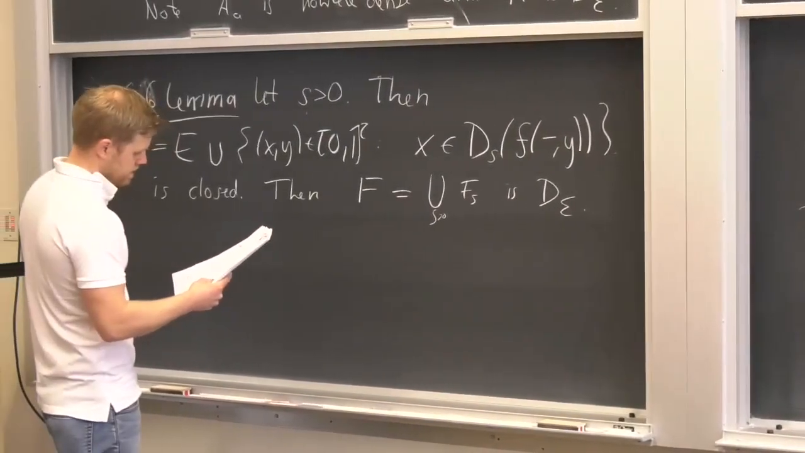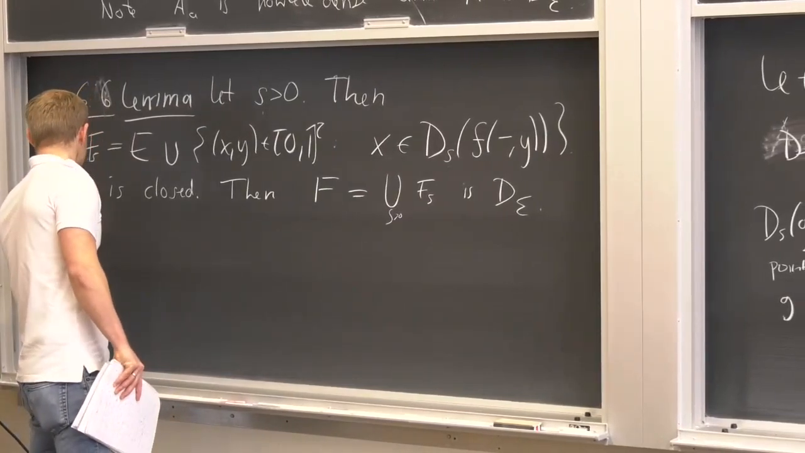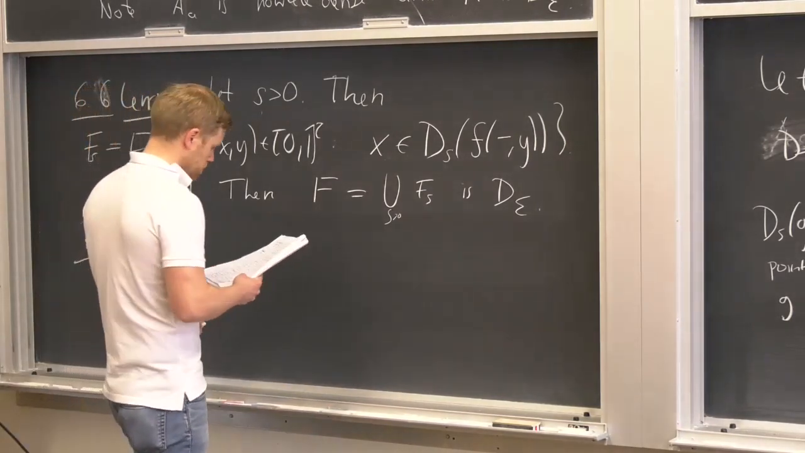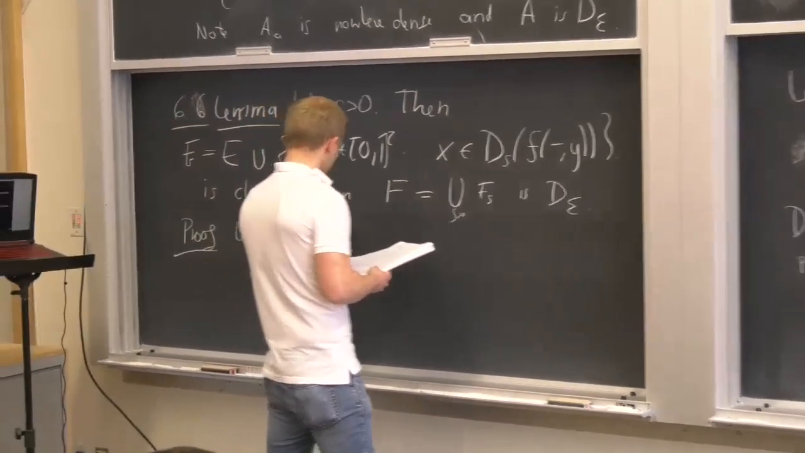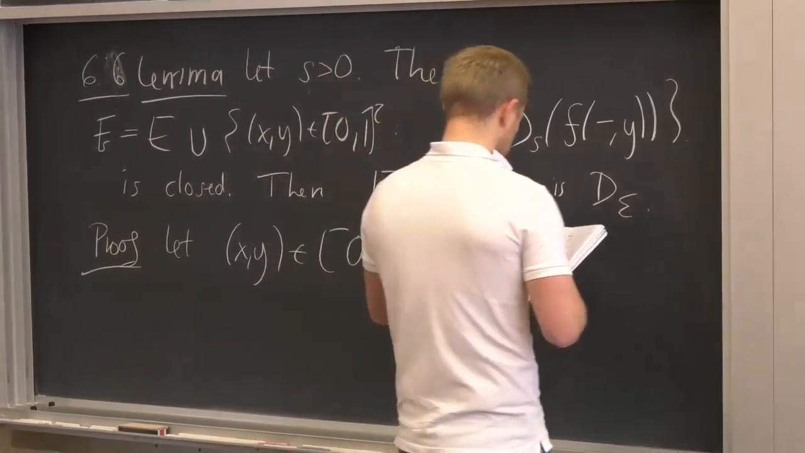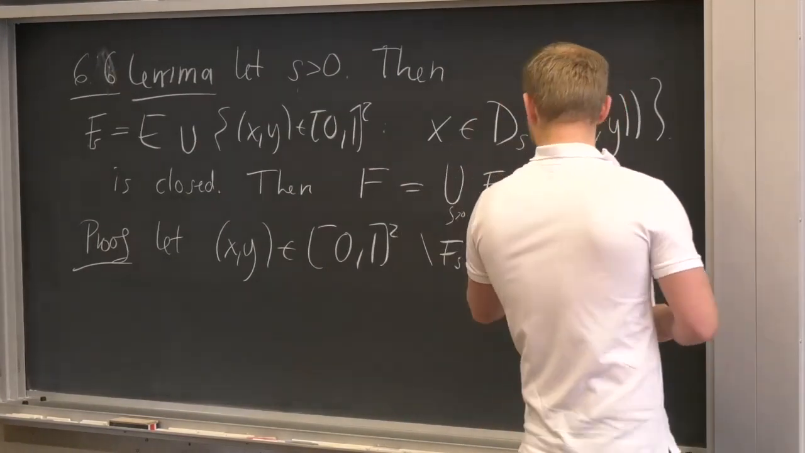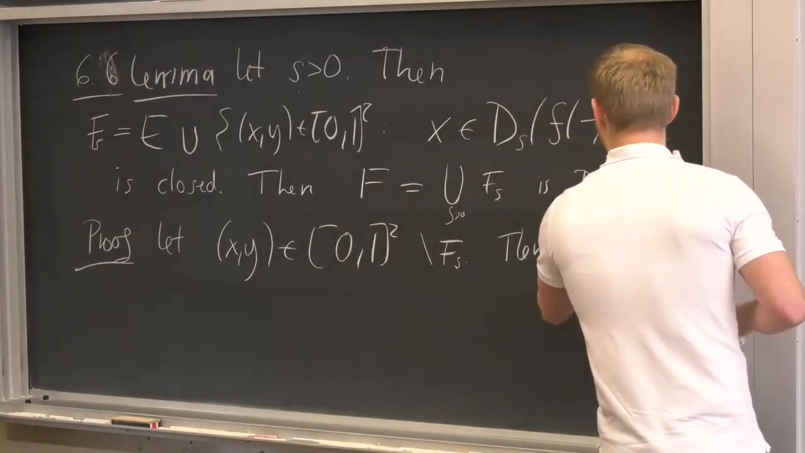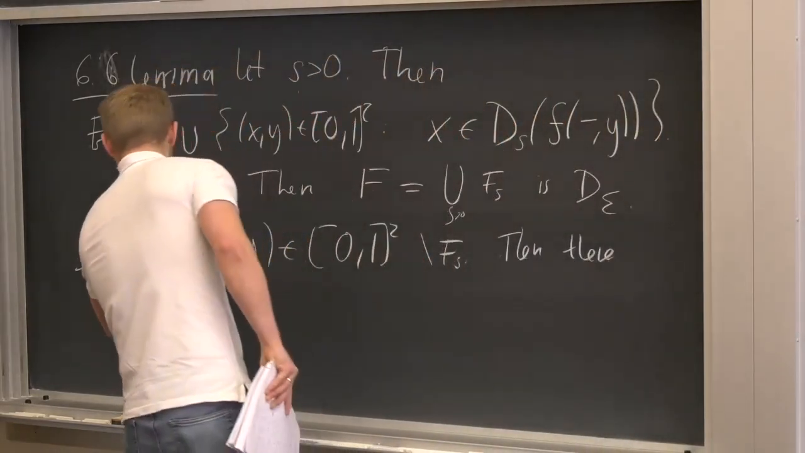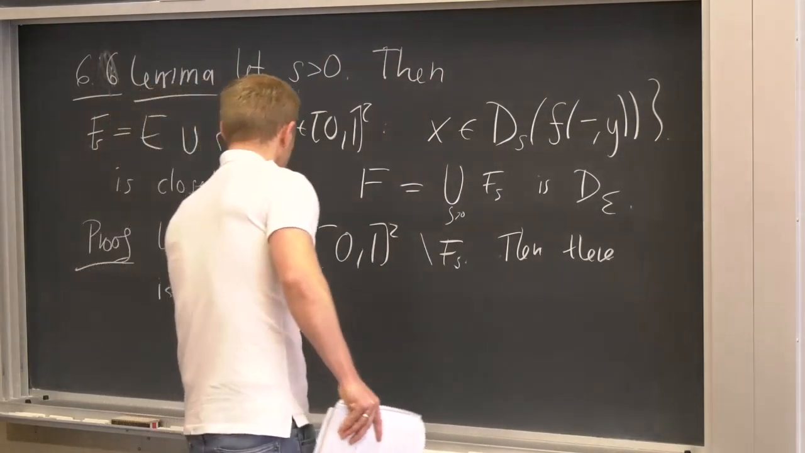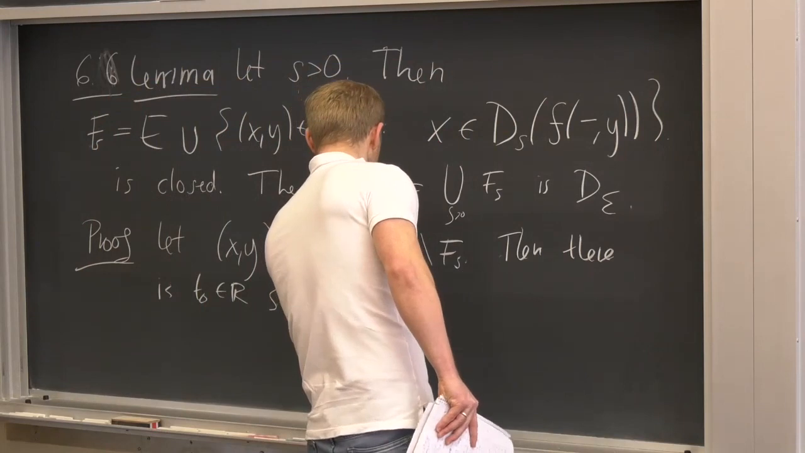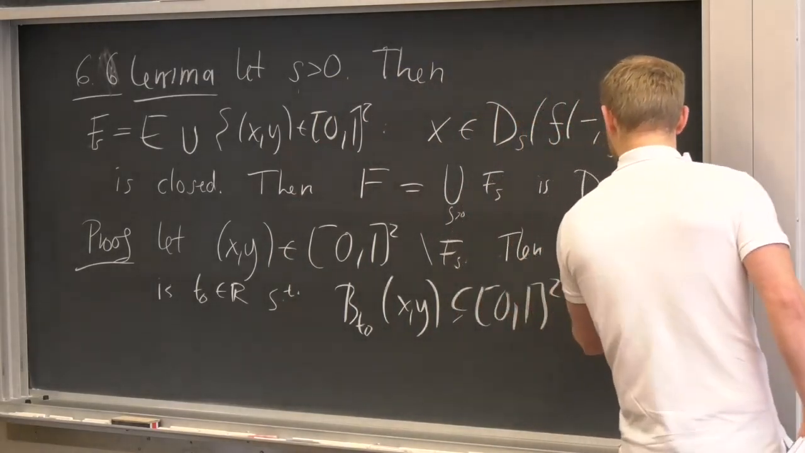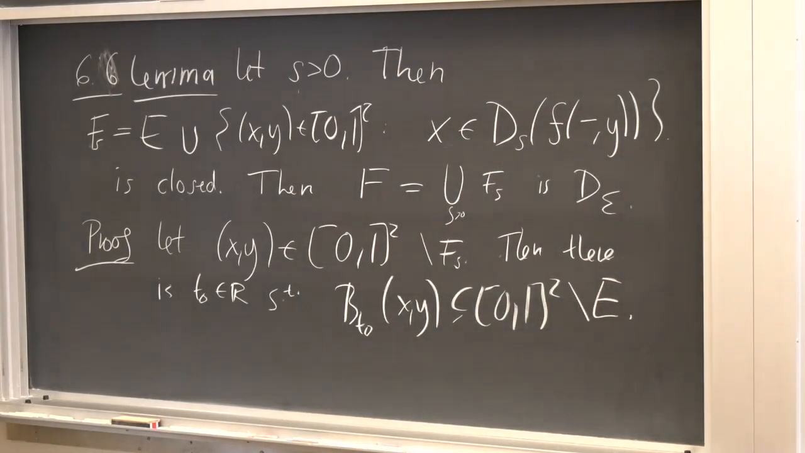And the proof is really an easy exercise in analysis. So I will draw a picture, but then fix what I'm going to talk about. What I'm going to do is fix the point (x, y) in the complement of F_s. That means there is a ball, with radius t_0 around x_0, y_0, that is in the complement of E, because E is assumed to be closed.